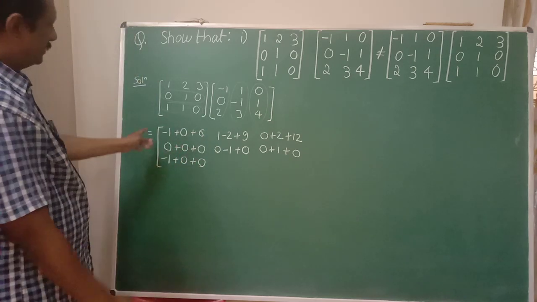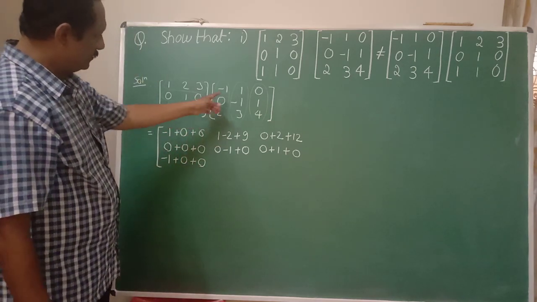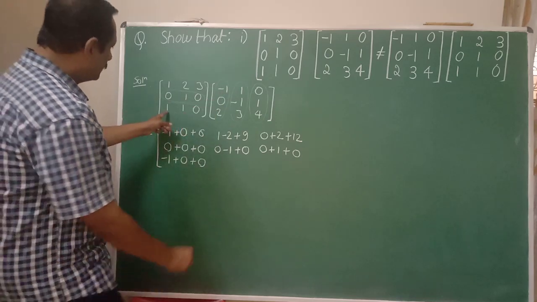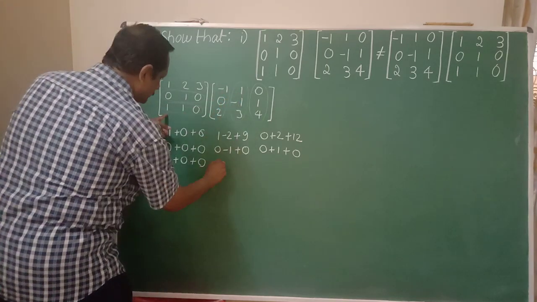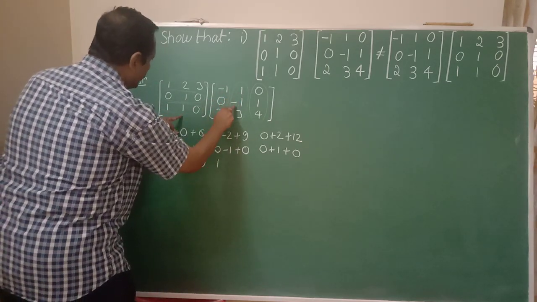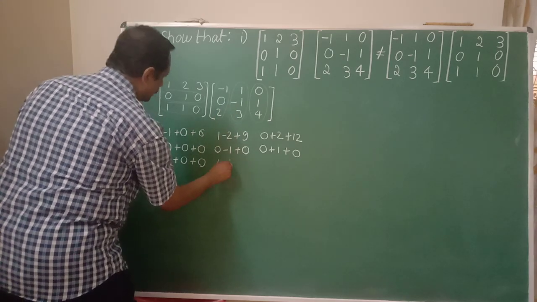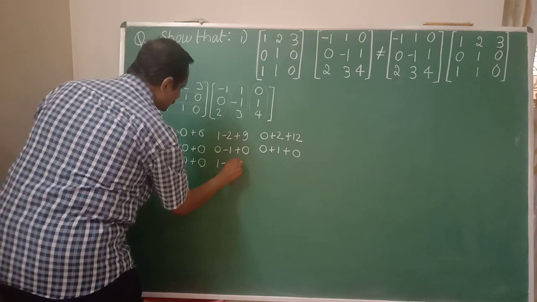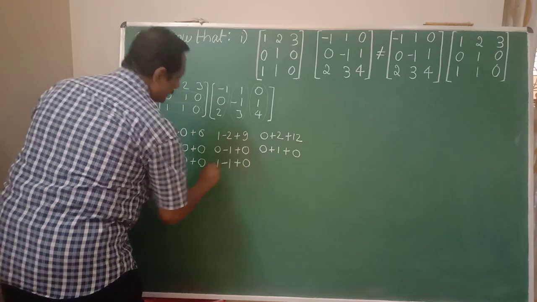Okay. Multiply the third row with the second column here. 1 into 1 is 1. So write here 1. 1 into minus 1 is minus 1 here. 0 into 3 becomes a 0, plus a 0 here.